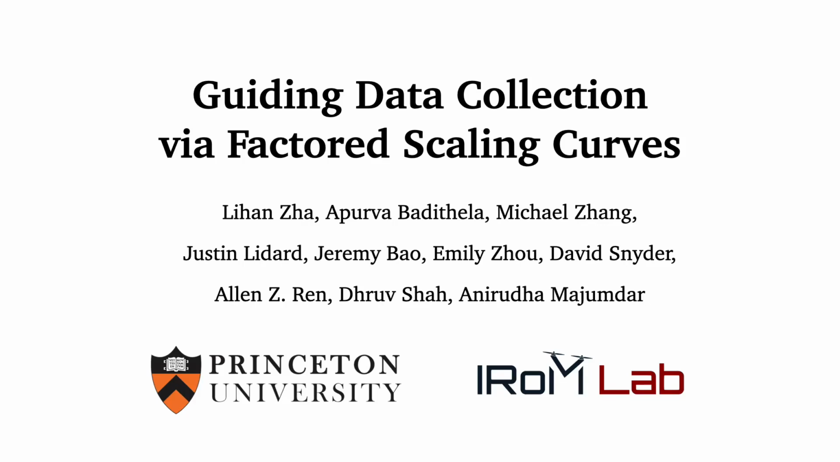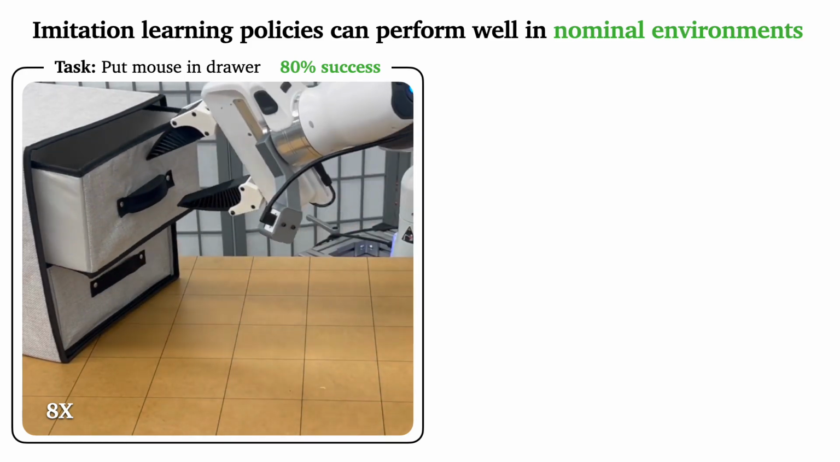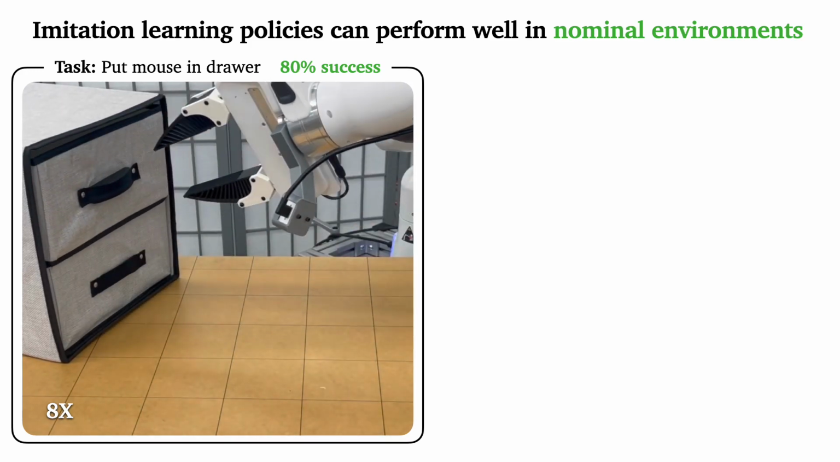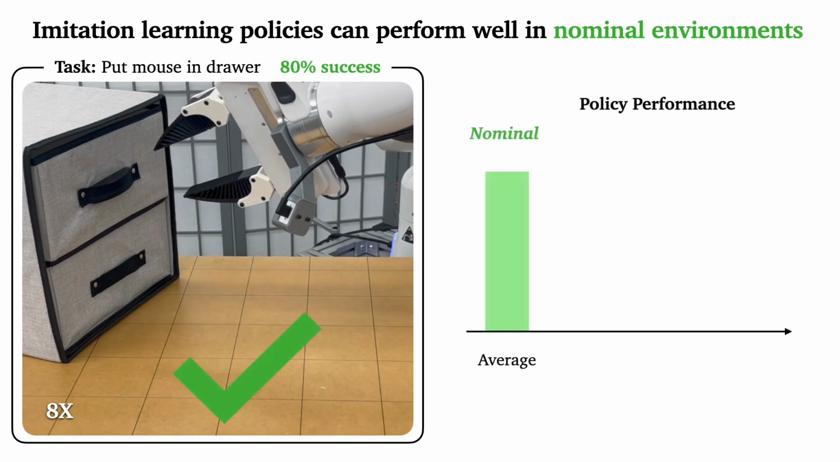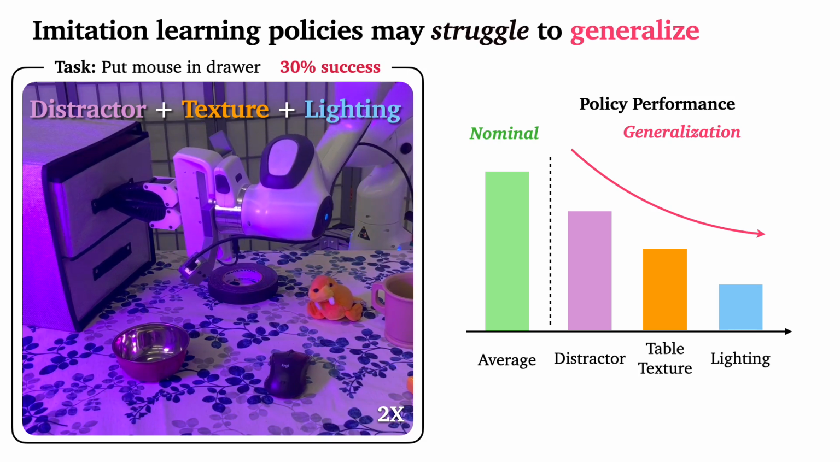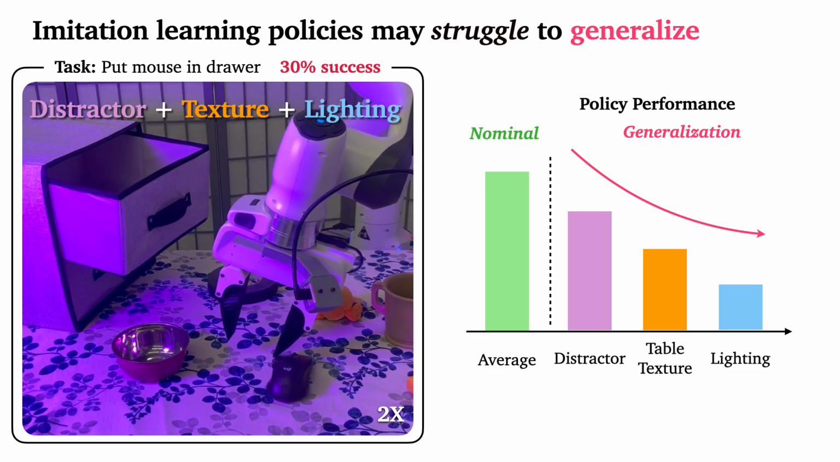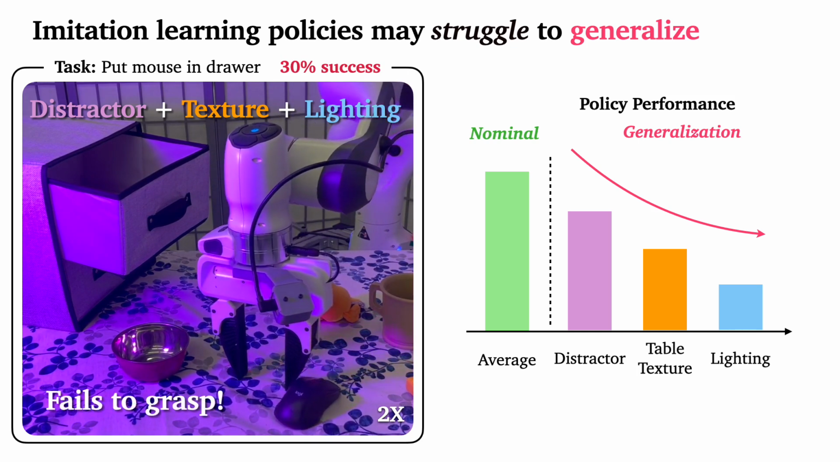In this paper, we propose a principled approach to guide data collection via factor scaling curves. Imitation learning policies usually perform well in nominal environments, which are similar to the training distribution. However, they usually struggle to generalize to different environments with factor variations, for example, distractor, table texture, and lighting.